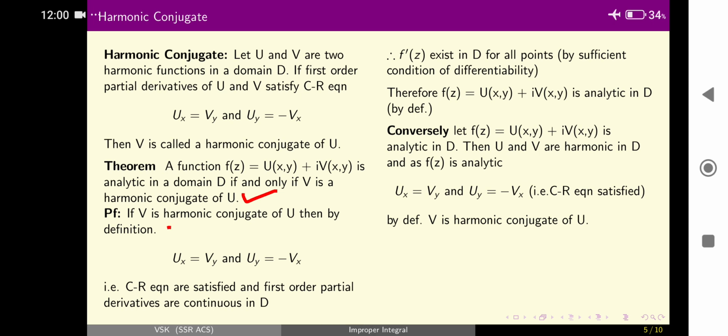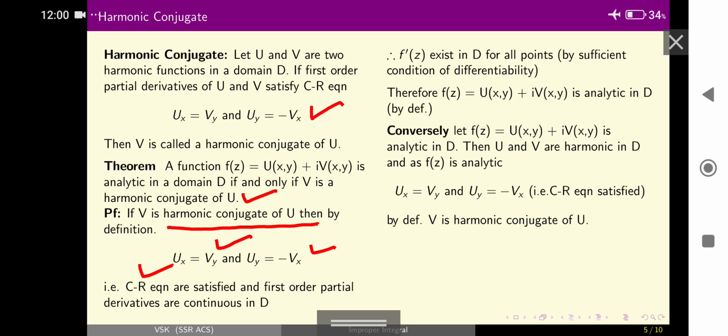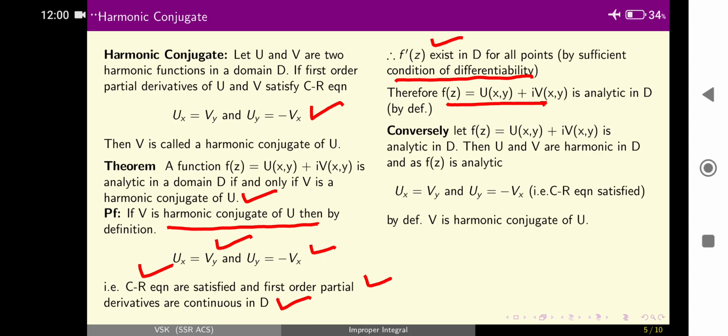Suppose v is a harmonic conjugate of u. Then by the definition, u_x = v_y and u_y = -v_x, that is, the CR equations are satisfied and first order partial derivatives are continuous in D. But this implies that f'(z) exists in D for all points by the sufficient condition of differentiability. Therefore, we conclude that f(z) = u(x,y) + i v(x,y) is analytic in D. This is by definition.